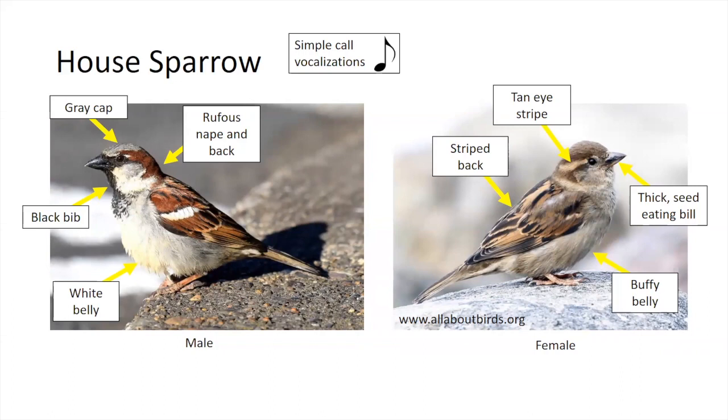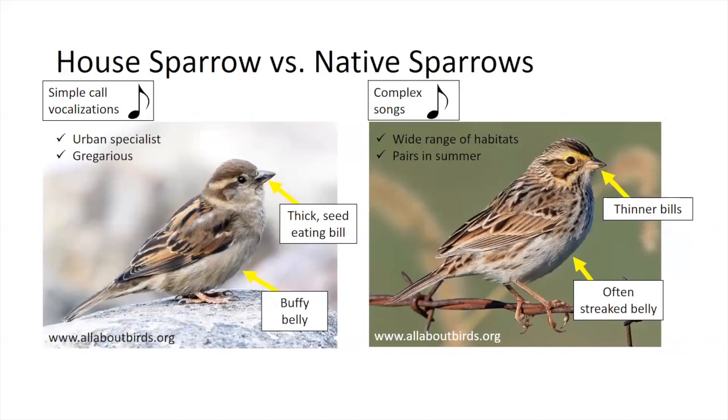And the house sparrow, similarly, is not in the same family as the native sparrows. It's in the European sparrow family, which is separate from the North American sparrow family. And she has a buffy belly and a striped back. If you want to try to tell the house sparrow from the native sparrows, the size of the beak is a good cue. The natives have thinner beaks. They often have streaking on the belly, whereas the house sparrow will have just a buffy belly. The habitat is a good cue, where house sparrows are really urban specialists. They'll reach high populations in urban areas or in really agricultural areas, but you won't find them in natural areas, as opposed to the native sparrows, which are often in grasslands or forests.